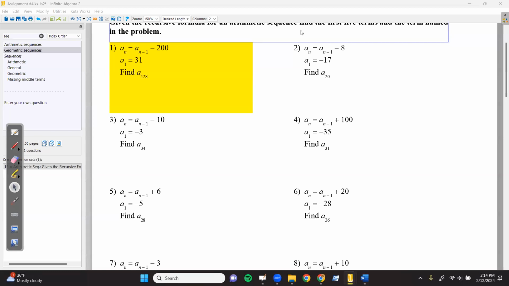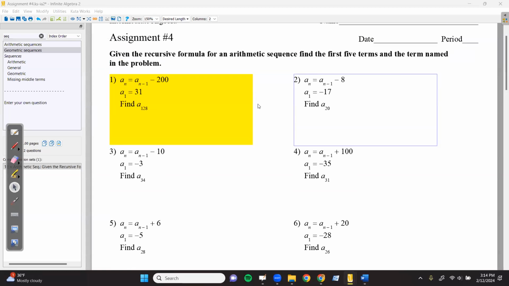So if we were to, by the way, pay attention to the directions. It says name the first 5 terms and then also name the term listed in the problem. So like if this were a quiz question, I would have to do this in pieces. So that's kind of why I kept doing that with you when I was doing examples. So the first thing I'm going to do is show that I understand the sequence well enough to write the first 5 terms. So like problem 1, we all agree that the sequence starts at 31, right?